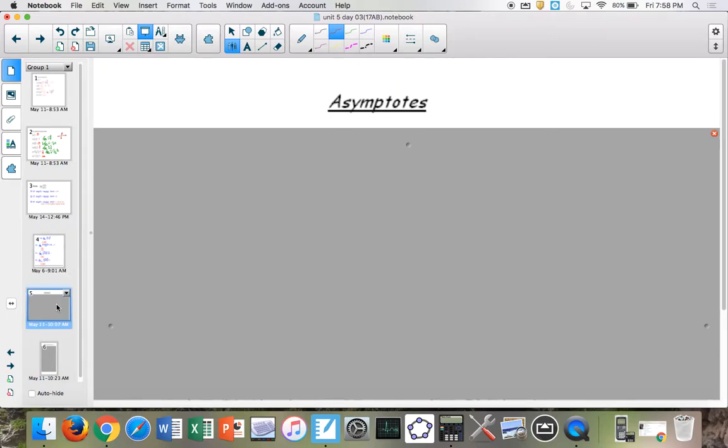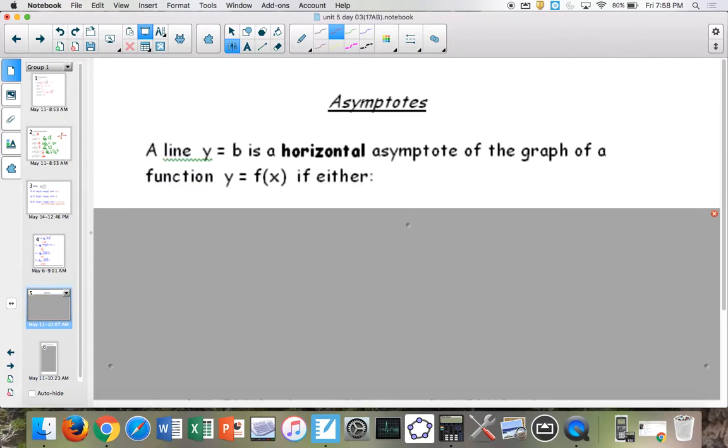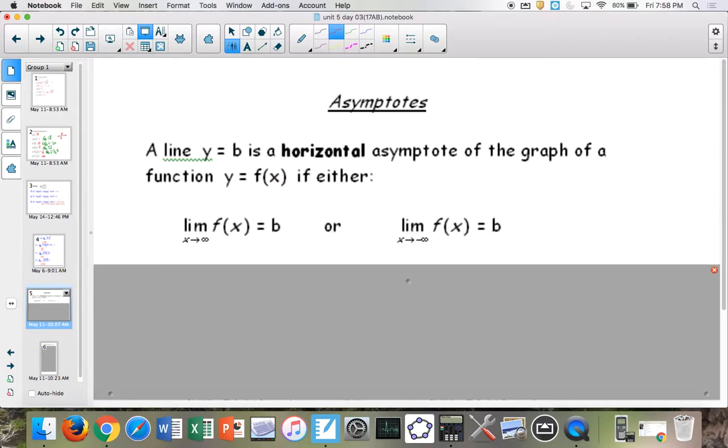Okay, a quick note on asymptotes, because limits of infinity are involved here. A line y equal b, where b is a constant, is a horizontal asymptote of our graph for a function y equal f of x if either the limit as x approaches infinity of f of x equals b, or the limit as x approaches negative infinity of f of x equals b. So as we go further to the right or further to the left, if we're approaching a constant value, then that's going to be a horizontal asymptote.